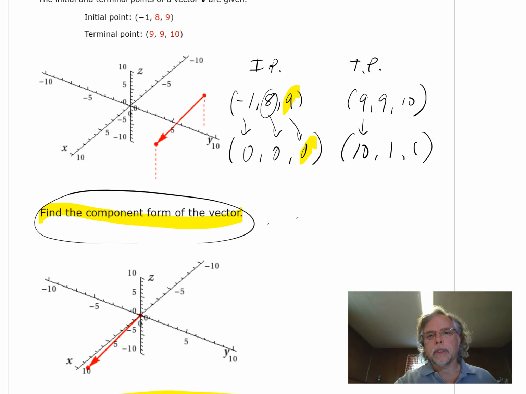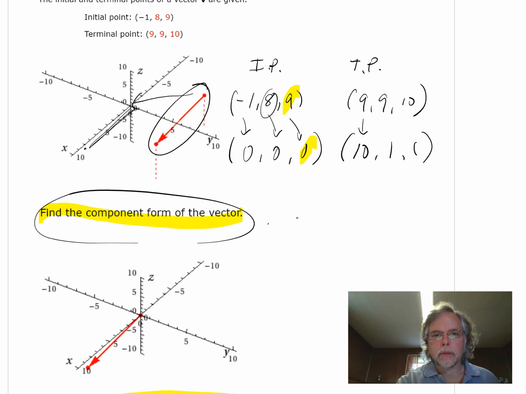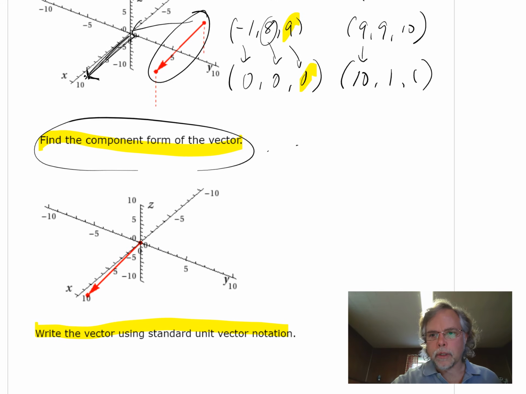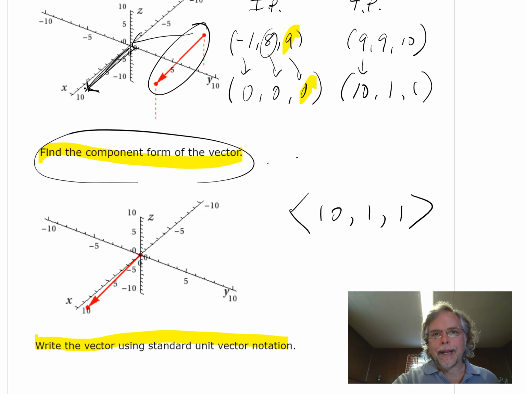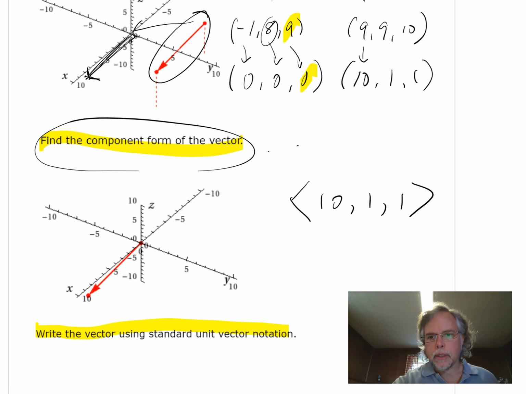So moving this vector here so that its new initial point would be at the origin would result in a new terminal point of 10, 1, 1, something like that. So what we're doing is now looking at the vector in that form, roughly drawn here, obviously starting at the origin. Now, number-wise, we know that's 10, 1, 1. And that is essentially the component form of the vector, but written with brackets to distinguish it as an arrow from the point with parentheses.